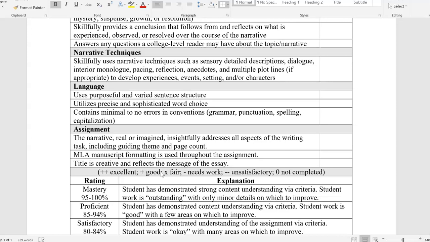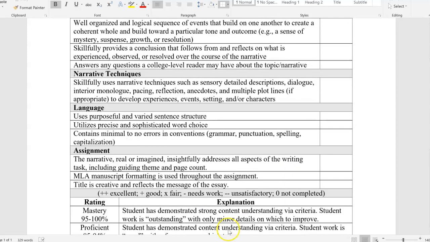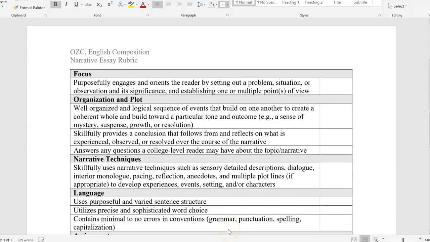But if there's something that's just really wonderful, like you might be a professional writer one day, I might mark the excellent piece. Obviously the minus is, it just needs work. There's not enough evidence of this in your essay. If it's minus, it's unsatisfactory. And then if you're missing a particular component, it's 0. So it's kind of hard to be missing stuff entirely from a narrative essay. So there's that. But let's look at it.